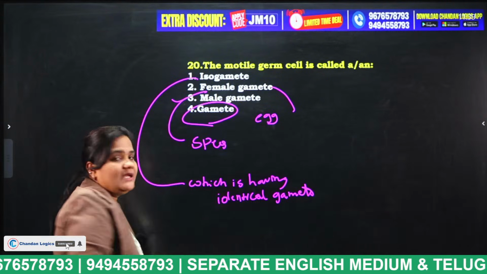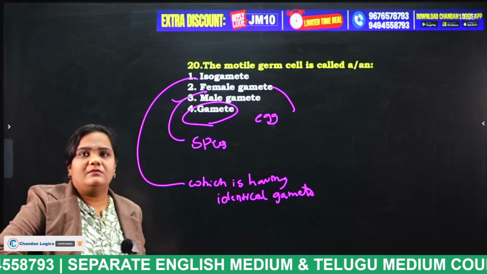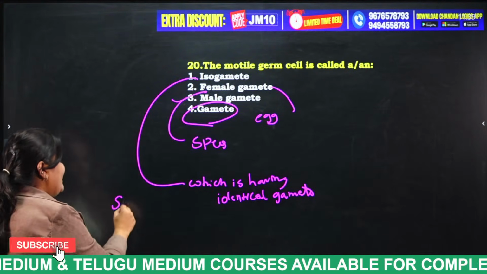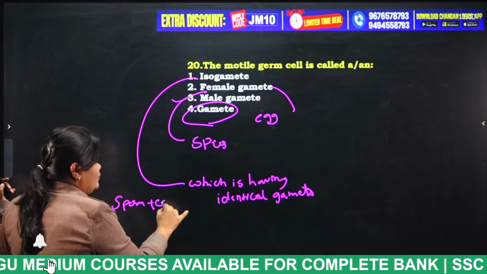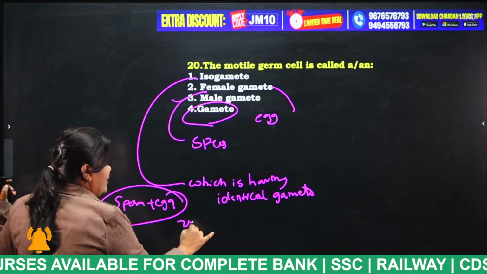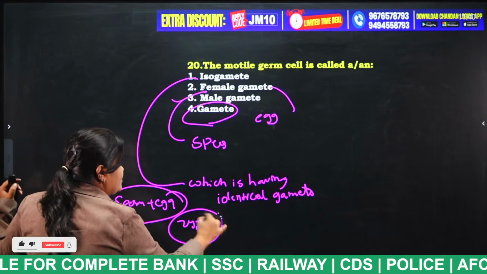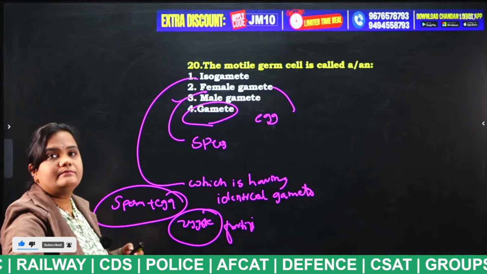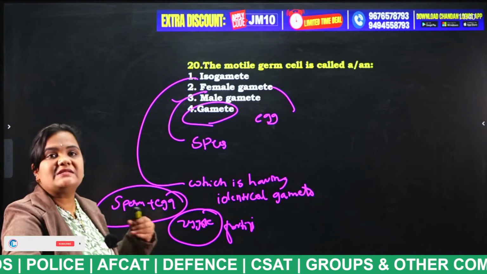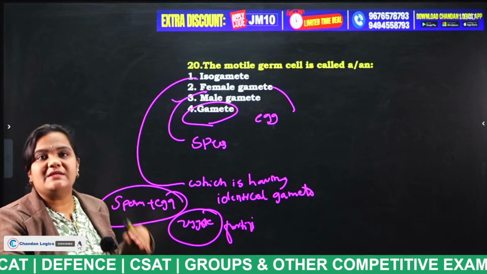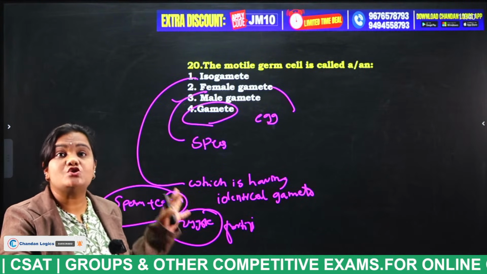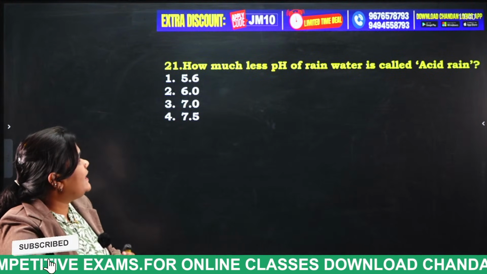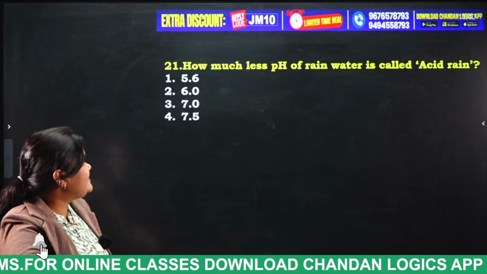A gamete may be either girl or boy. If a male gamete, sperm, plus egg fuse together, what do you get, students? Zygote. And this process we call what, students? Fertilization. You all know very well. Okay, done. Iso means similar. If there are two similar gametes, we call them what, students? Isogametes.